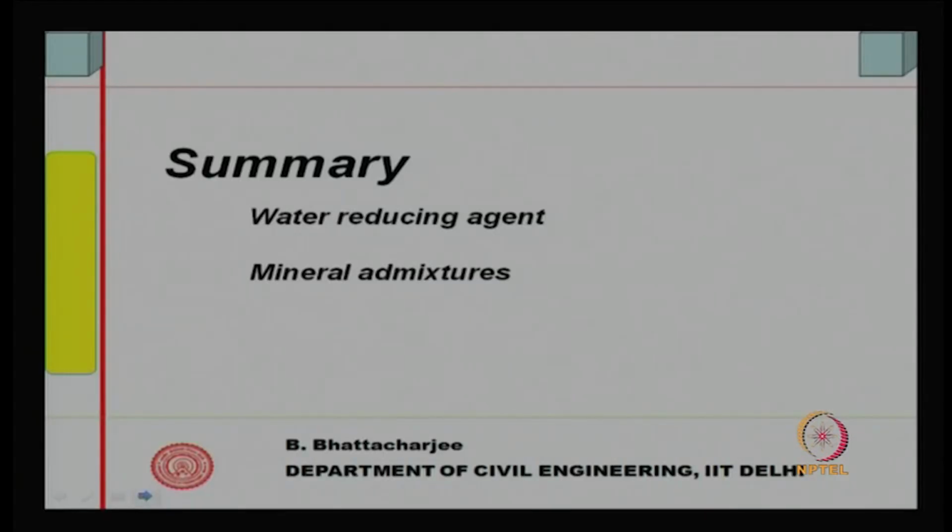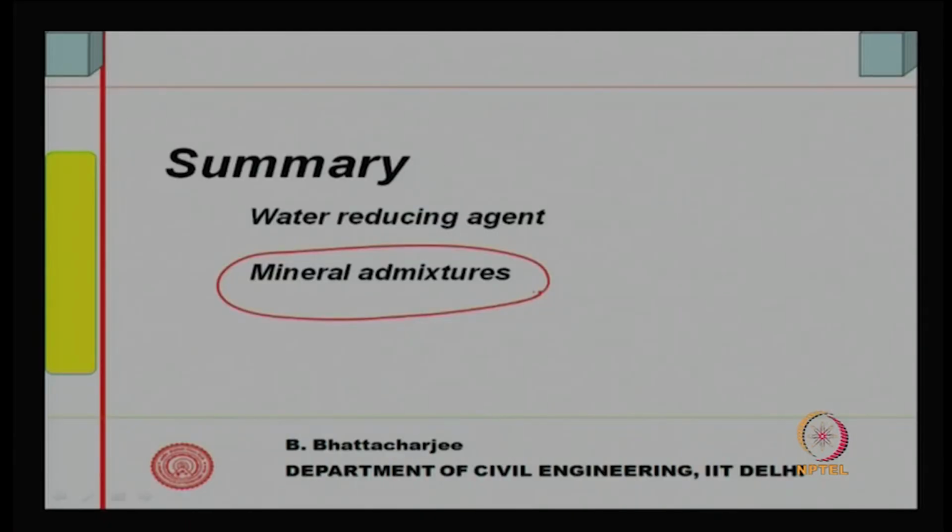First of all we looked into what they are, how they are produced, and then their physical characteristics, chemical characteristics and mineralogical characteristics. Finally, some mechanical properties. All right. So, I think with this we can conclude our discussion on mineral admixtures.